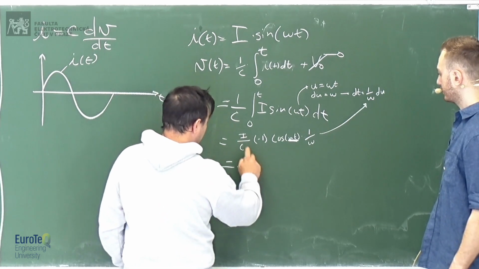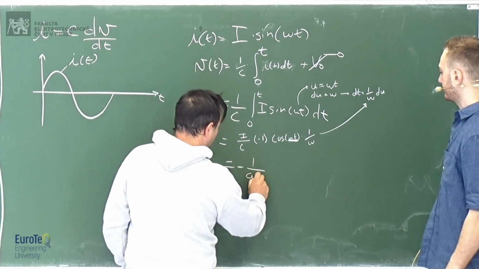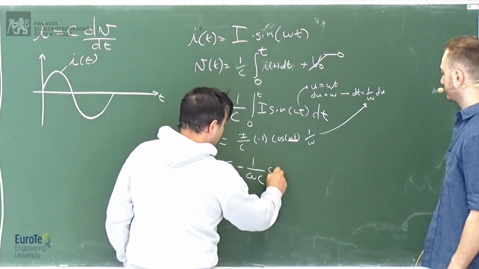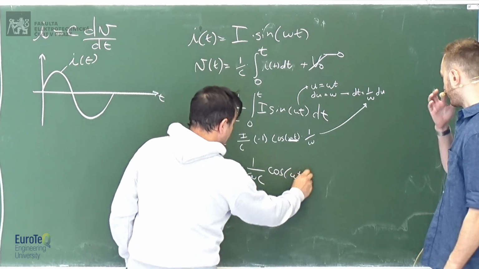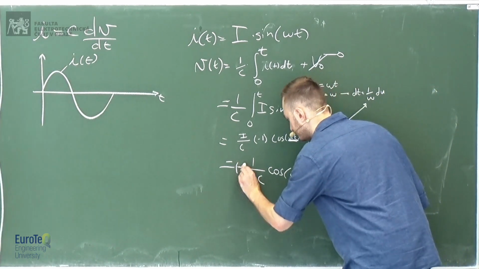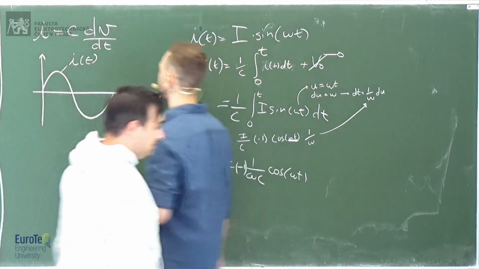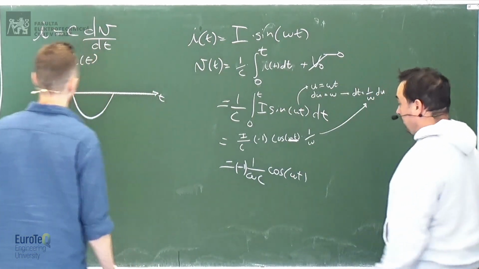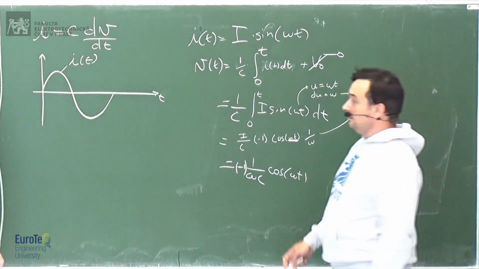It's like minus 1 over C, 1 over omega C. Yes. Cosine omega t. Can you try it here? Okay. Fair enough. Just put here minus 1. So it's minus cosine.